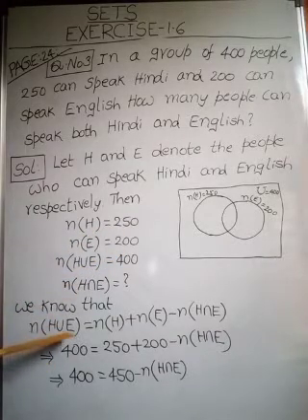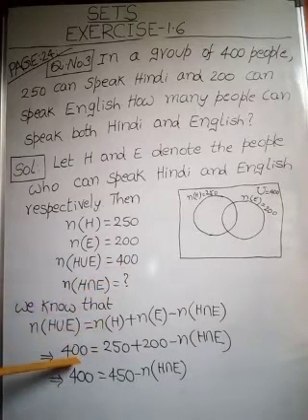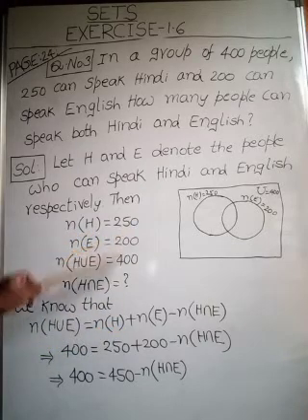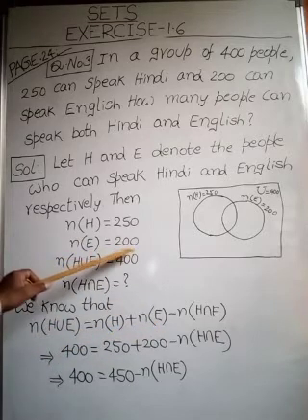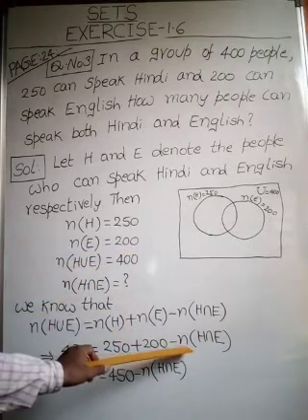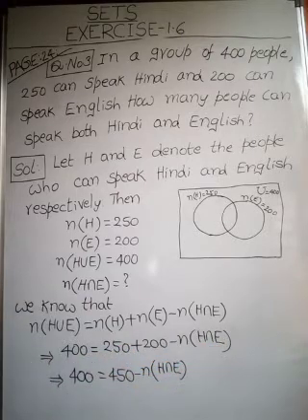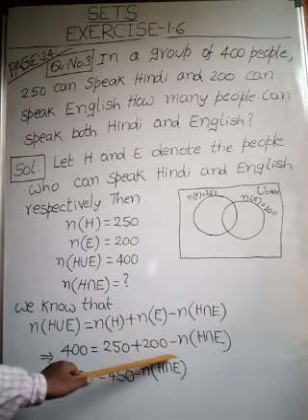N of H union E. What is N of H union E? Here 400 is equal to N of H. What is N of H here? 250 plus N of E. What is N of E here? 200 minus N of H intersection E. We don't know the value of this N of H intersection E. We have to solve this equation. Understood this step, my dear children?